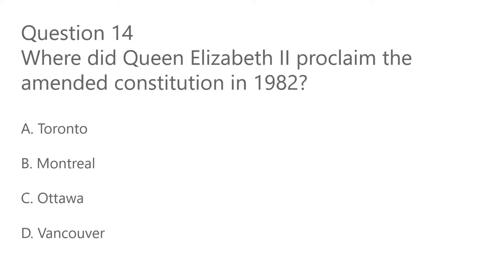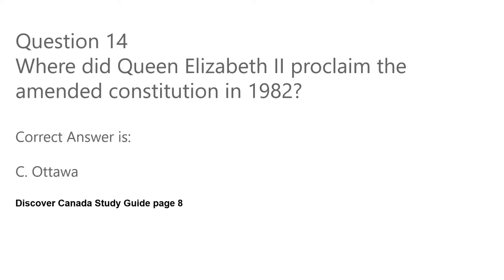Question 14. Where did Queen Elizabeth II proclaim the amended constitution in 1982? A. Toronto. B. Montreal. C. Ottawa. D. Vancouver. Correct answer is C. Ottawa. Discover Canada Study Guide, page 8.